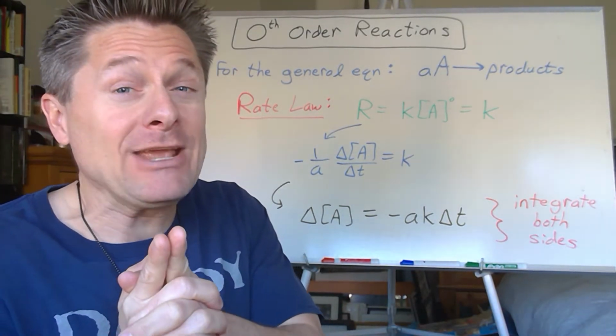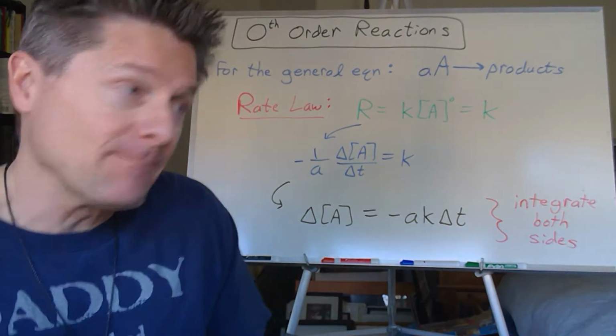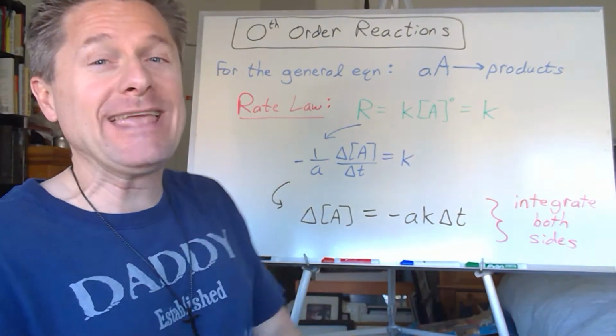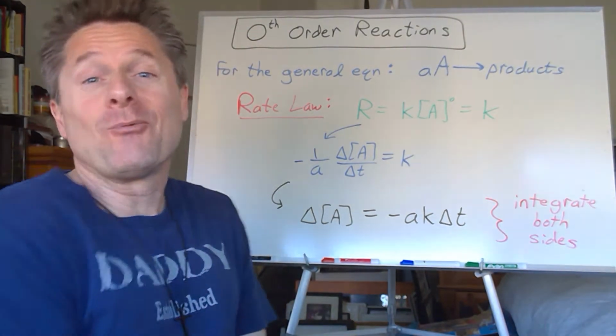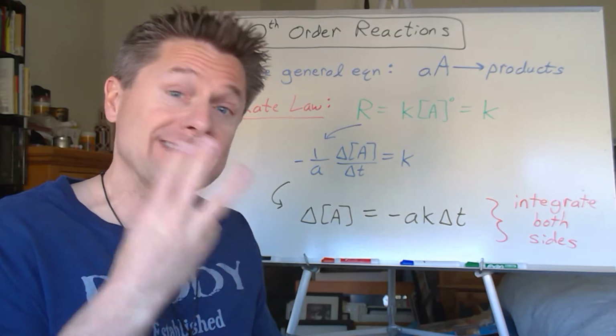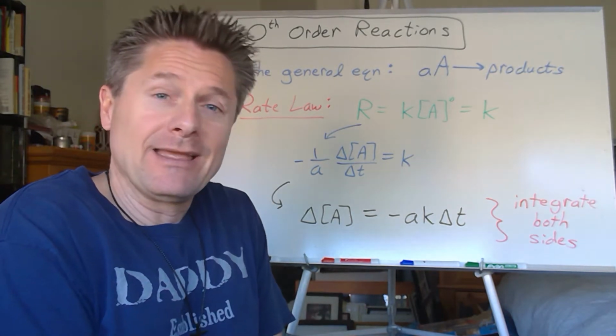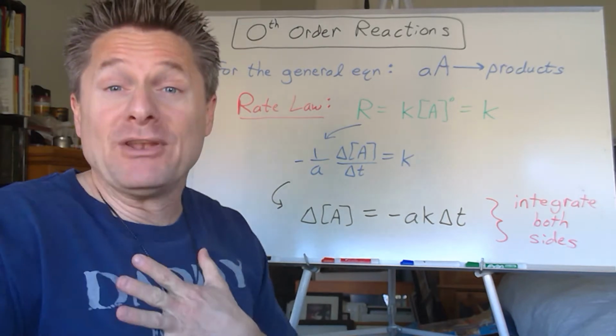That would be pretty cool if we could do that, right? The predictive power would be amazing. Well, guess what? We can. They're called integrated rate laws. We're going to take the rate laws and we're going to do 0th order, 1st order, and 2nd order only. If you want to go to higher orders than that, I won't be doing that in general chemistry.